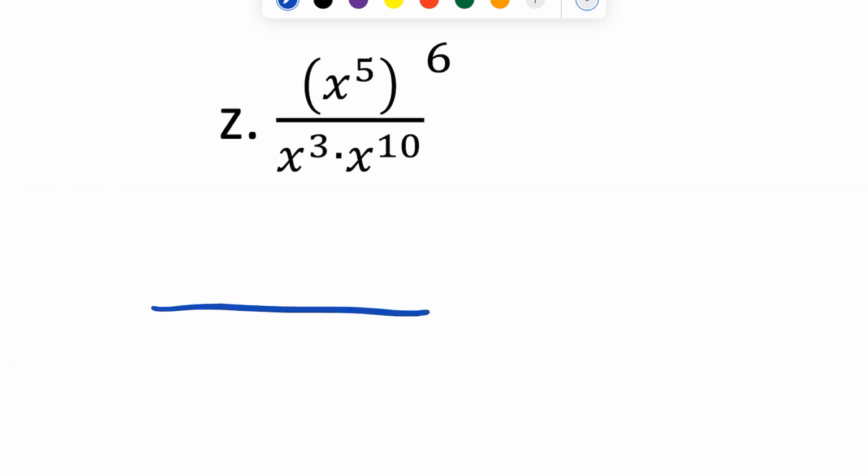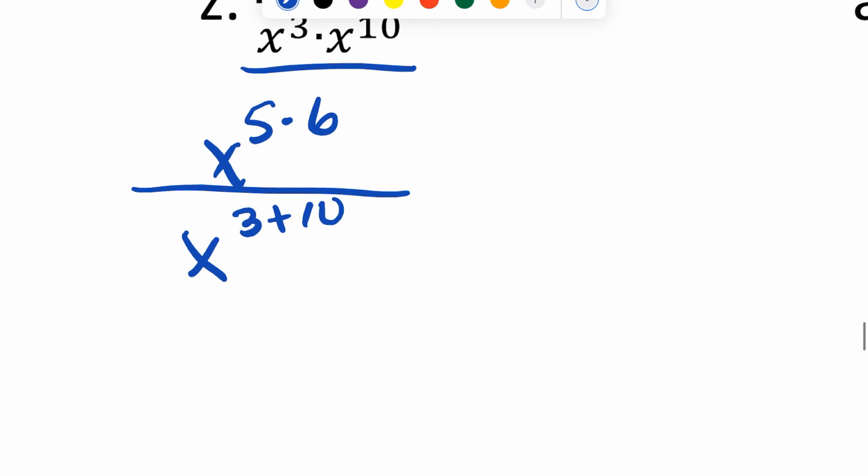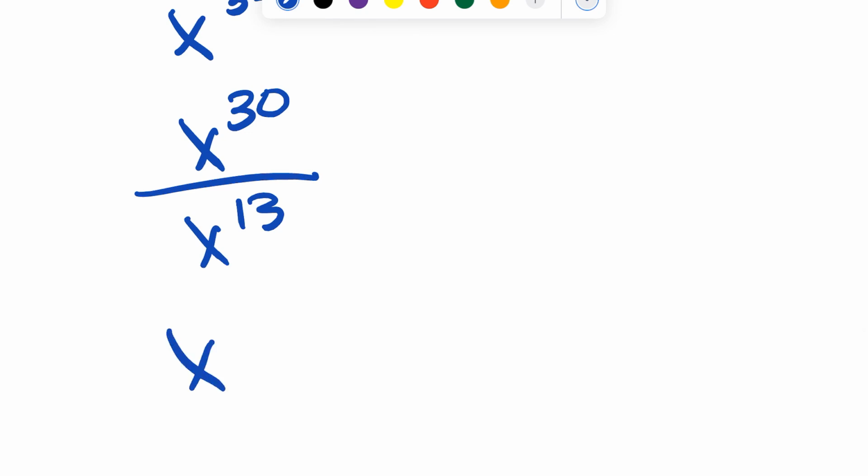Okay, on this one, we've got a few things going on. We have power to a power, so 5 times 6. On the bottom, we have multiplying like bases, so we add the exponents. So I get x to the 30th over x to the 13th. So that's division, so I need to subtract my exponents. And I get, let's see, 17.